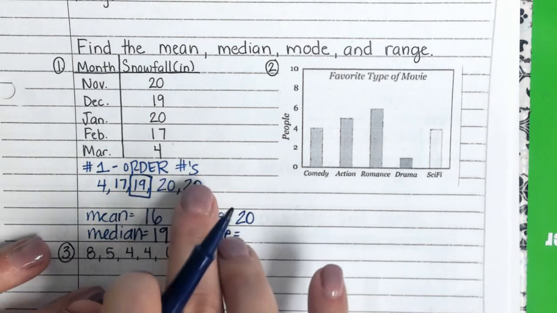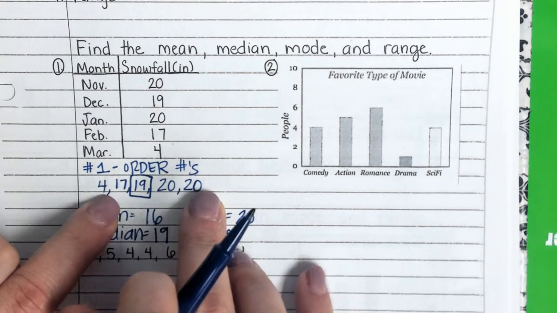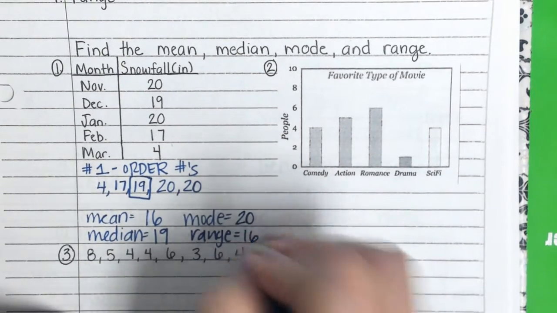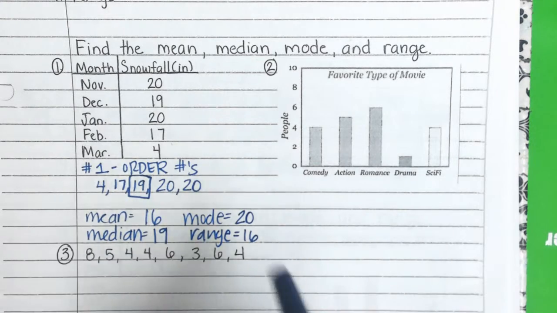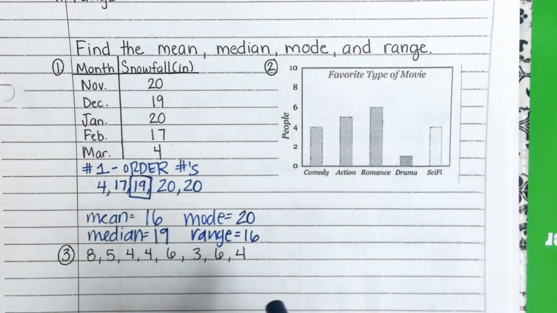And then our range, the difference between 20 and 4. 16. There you go. Okay, so you have now gone through and found your measures of central tendency and your range. Alright? Let's try the next one together.